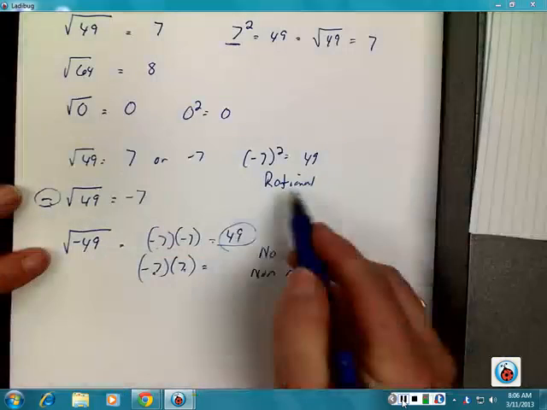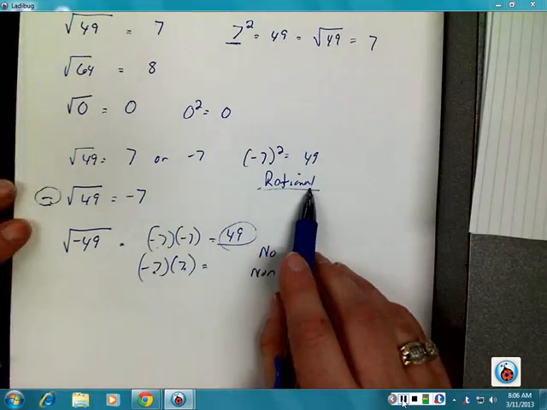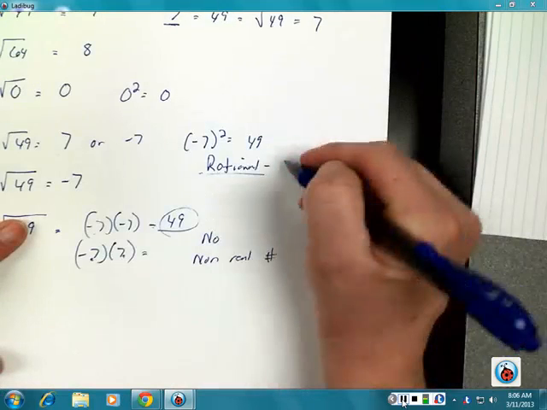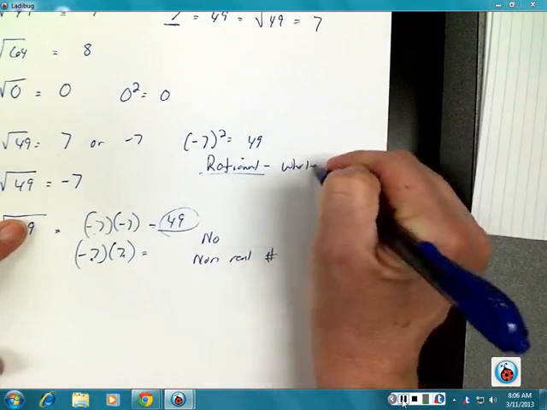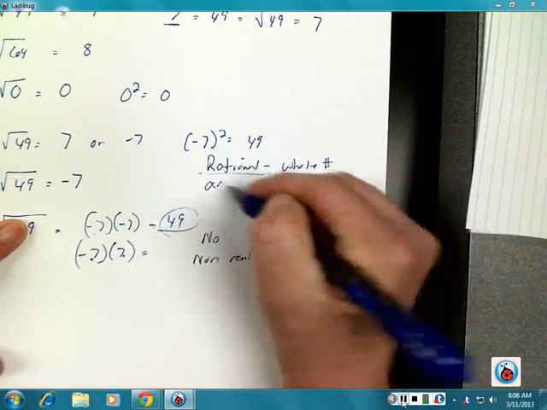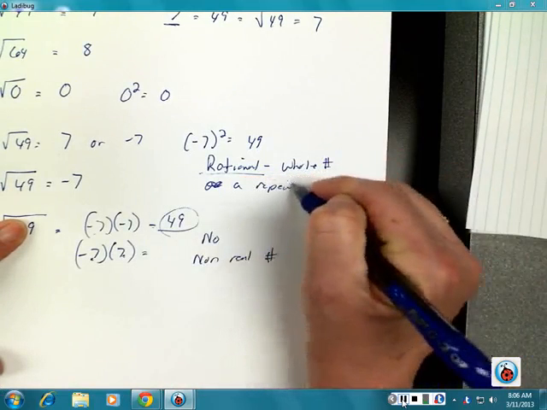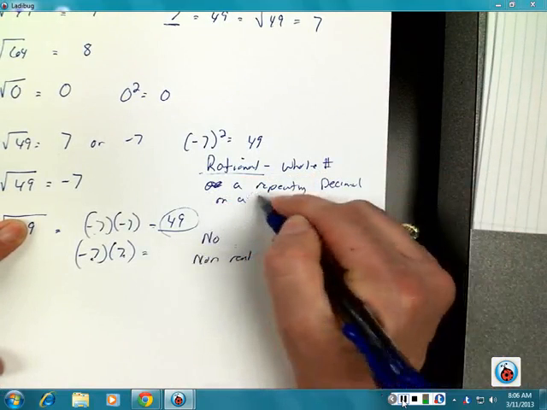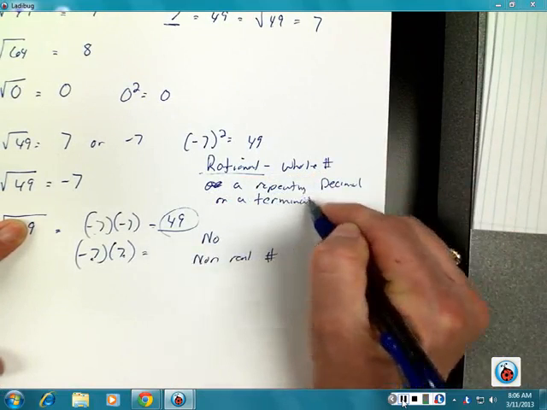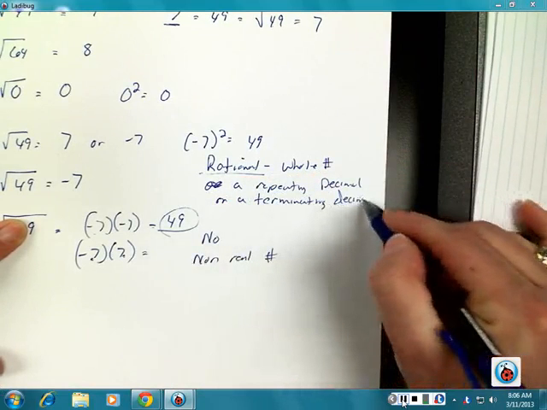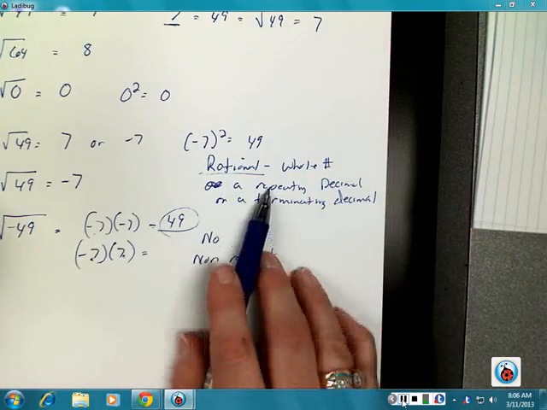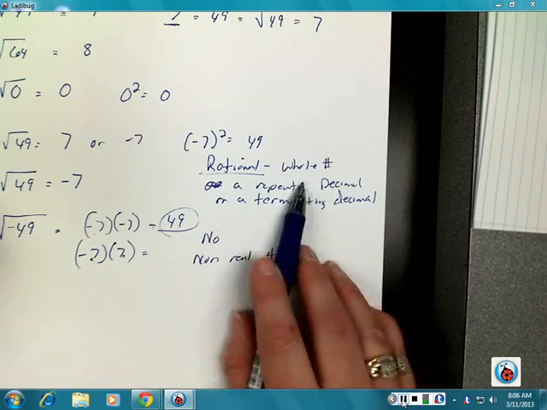Now, what's rational? Rational means that it's a solid number, or it has a terminating decimal or a repeating decimal. So should I write that out? Probably better. Rational numbers are a whole number, a repeating decimal, or a terminating decimal. And you don't find very many that are going to be repeating and terminating when you get into some of these. You're going to notice that a lot of them are going to be straight whole numbers.